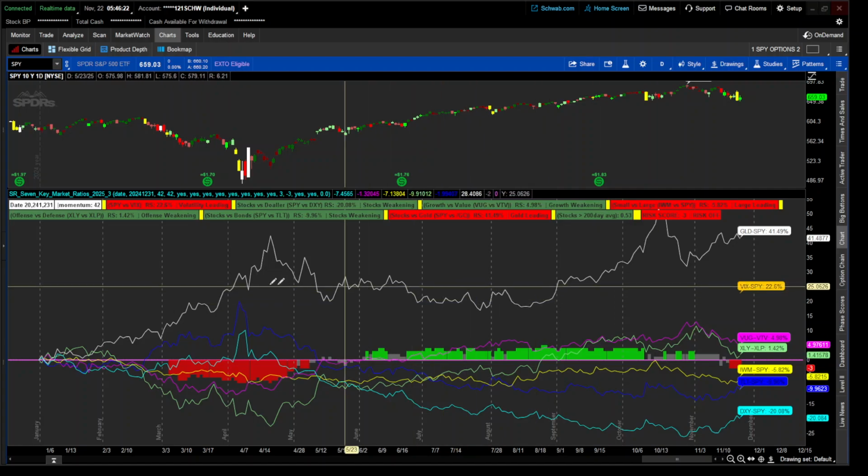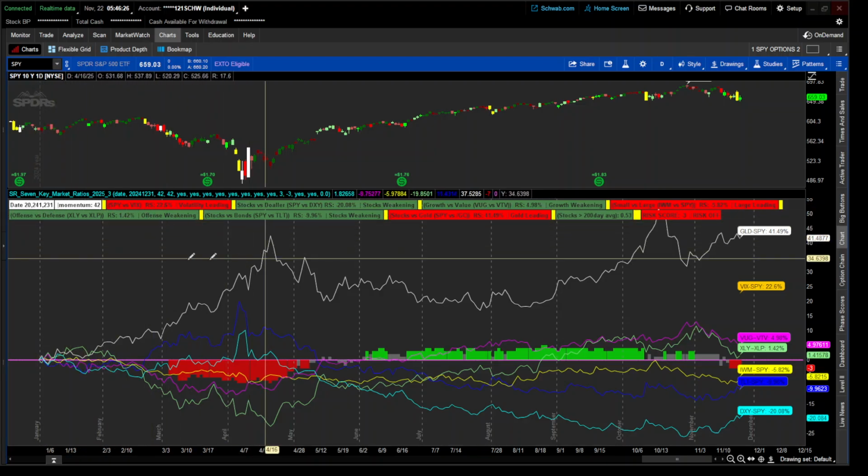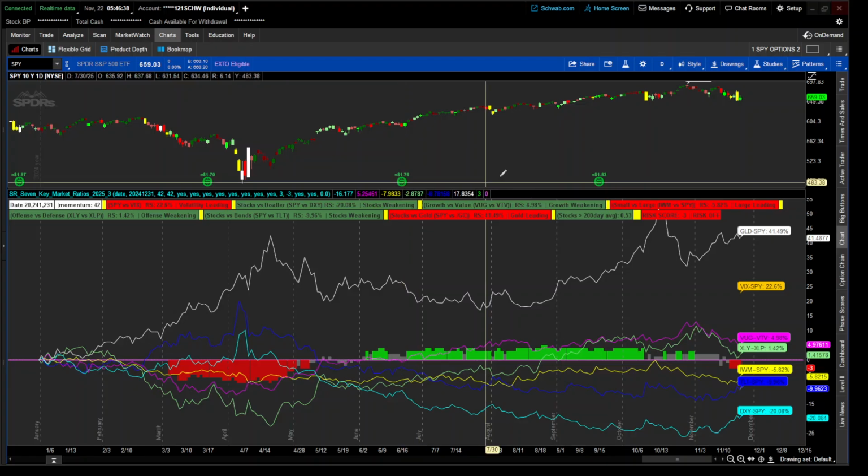Today I'm going to introduce you to the 7 key market ratios. As you can see right here, it's anchored to this date and I have a momentum of 42 bars. The stock market is basically open 252 days out of the year, so 42 represents 2 months.